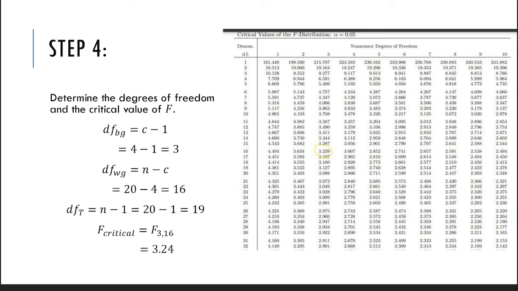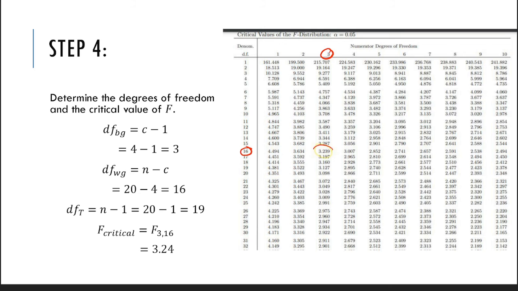And in that, to compute for the degrees of freedom and the critical value, ganyan lang ulit, degrees of freedom between group muna tayo, so that will be the total number of groups, which is 4 minus 1. Kaya nakuha natin yung 3. Okay? Then we will have the degrees of freedom within group, so that will be your N, which is 20, minus C, which is 4, kaya naging 16. So that will be 3, 16.